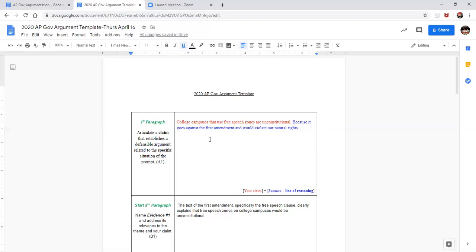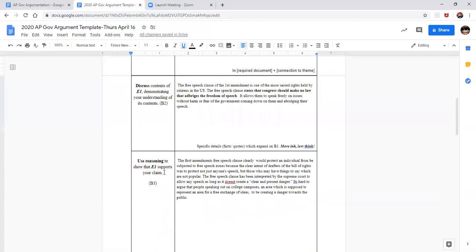In my opinion, this is the easiest of the points to get, and it's the most important points to get, because really the only points I can get without a thesis statement are my B1 and what they're calling the C1 points, okay?